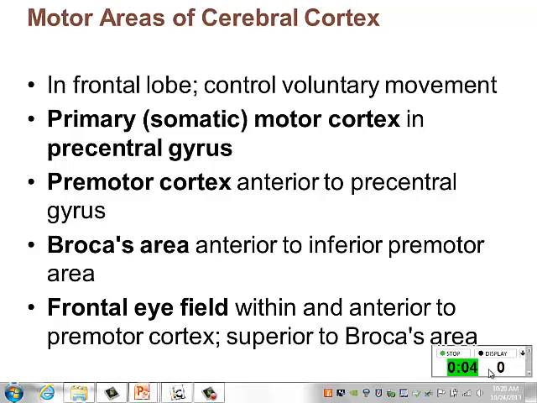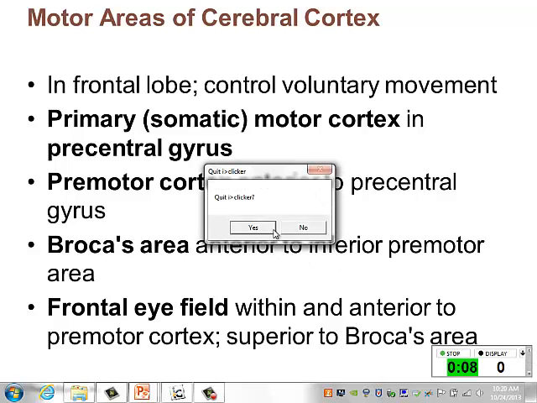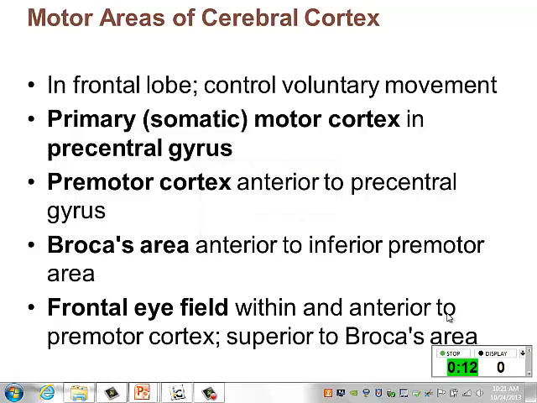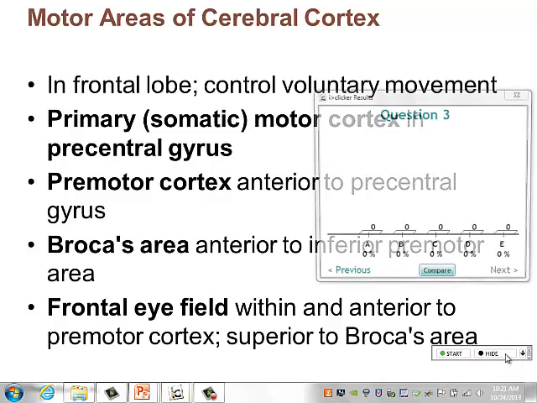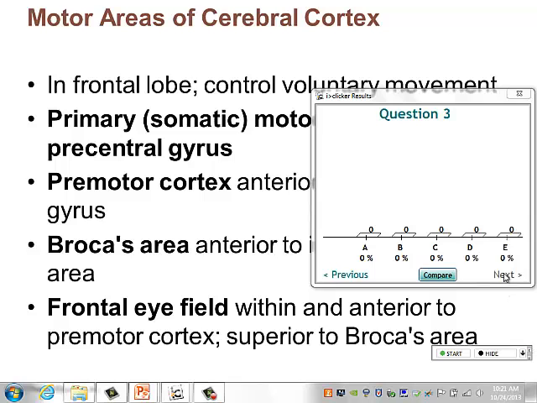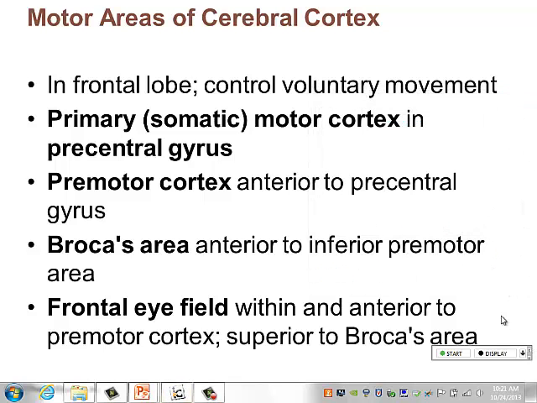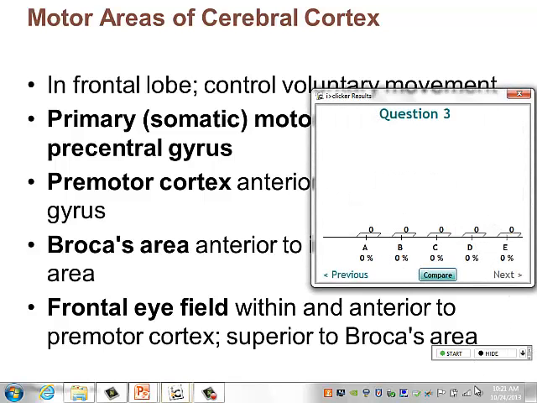Motor areas of the cerebral, oh, wait a minute, that's not a question. That's not a question. Stop. All right, get small now. Display, yeah, nobody got it right, I know. Okay. Oh, stop it.